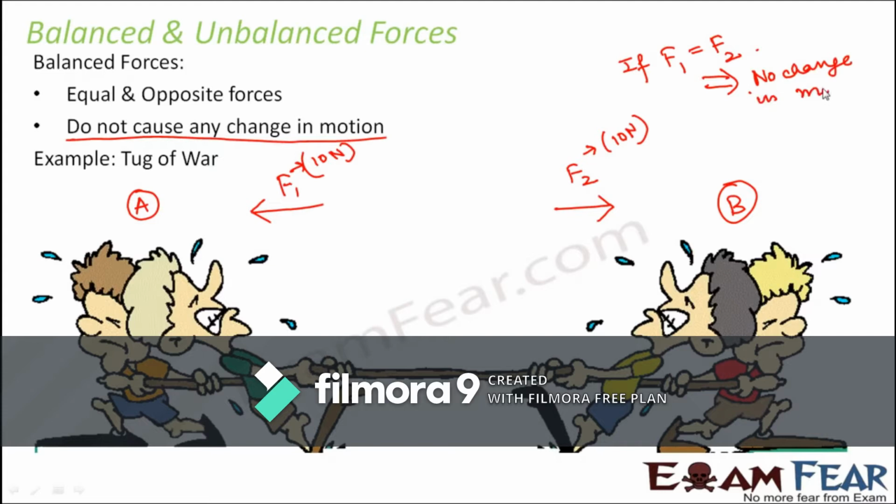So when equal and opposite forces act on a body, a stationary body remains stationary, and a moving body keeps on moving. There will be no change in the motion of that body. So these types of forces are called balanced forces.